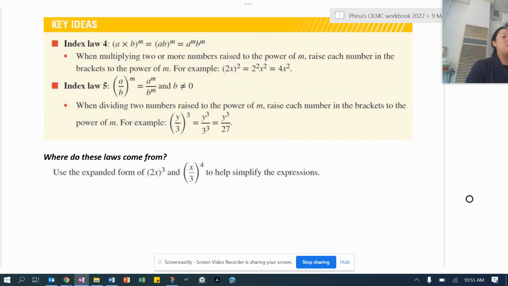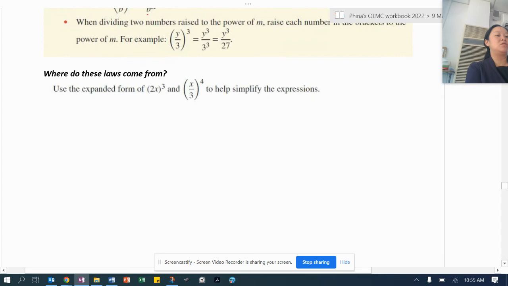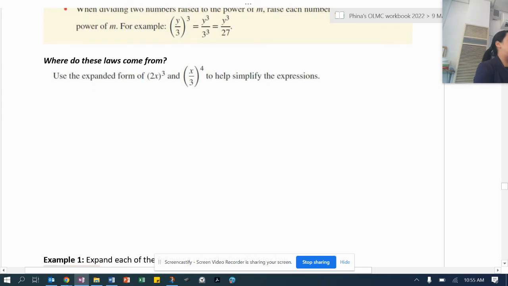So index law 4 is saying that if you've got two or more numbers inside a bracket, the power applies to both the numbers in the bracket separately. If we have a fraction, that's index law 5: the power applies to the numerator and the denominator. I'll do some examples and show you what I mean. So where do these laws come from?